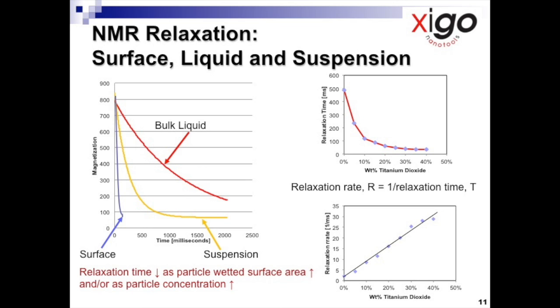Although what is measured is a relaxation time, we can define a new term, the relaxation rate, as the reciprocal of the relaxation time. This change in parameter linearizes the data, lower graph on the right, and so provides a much more convenient means to express the data.